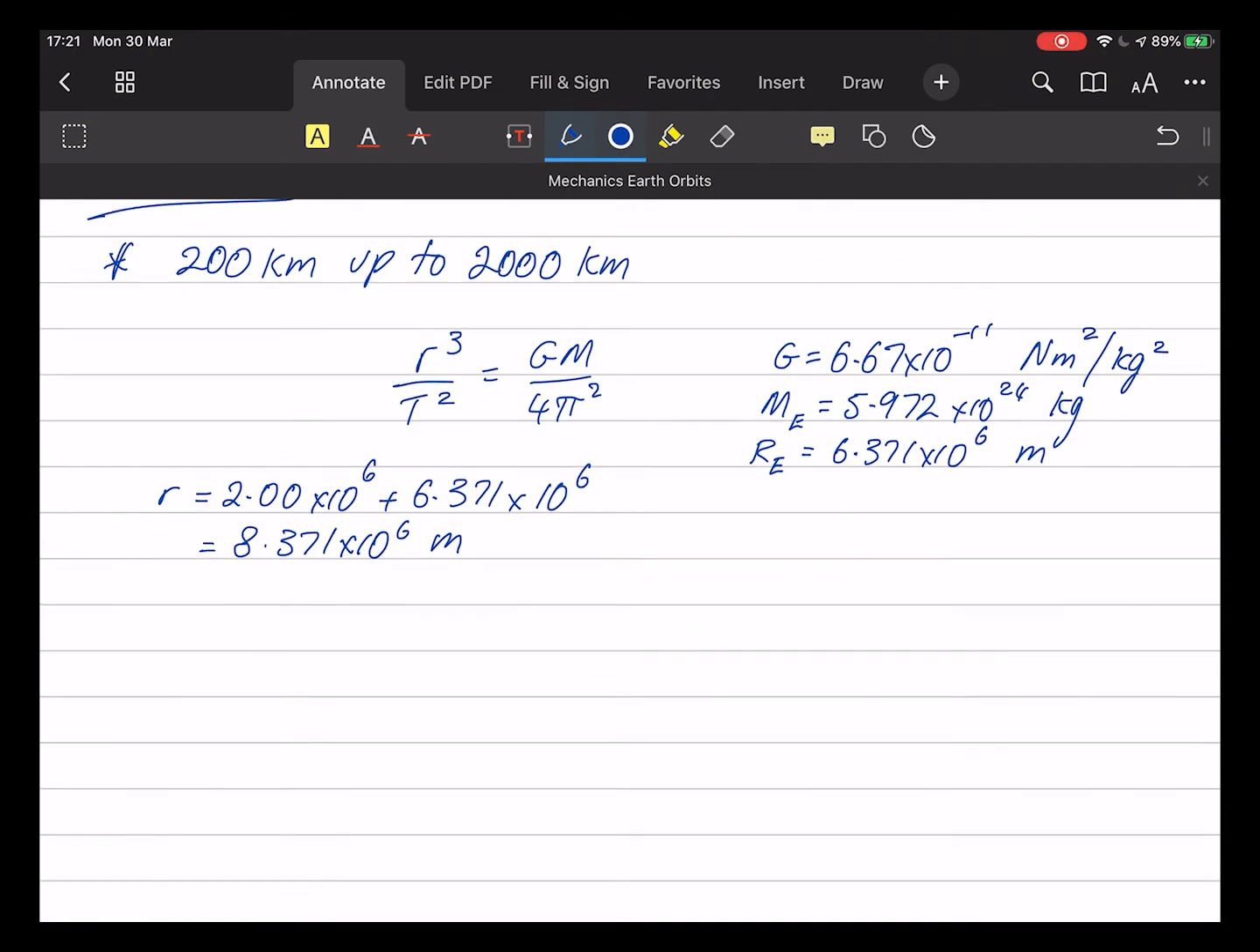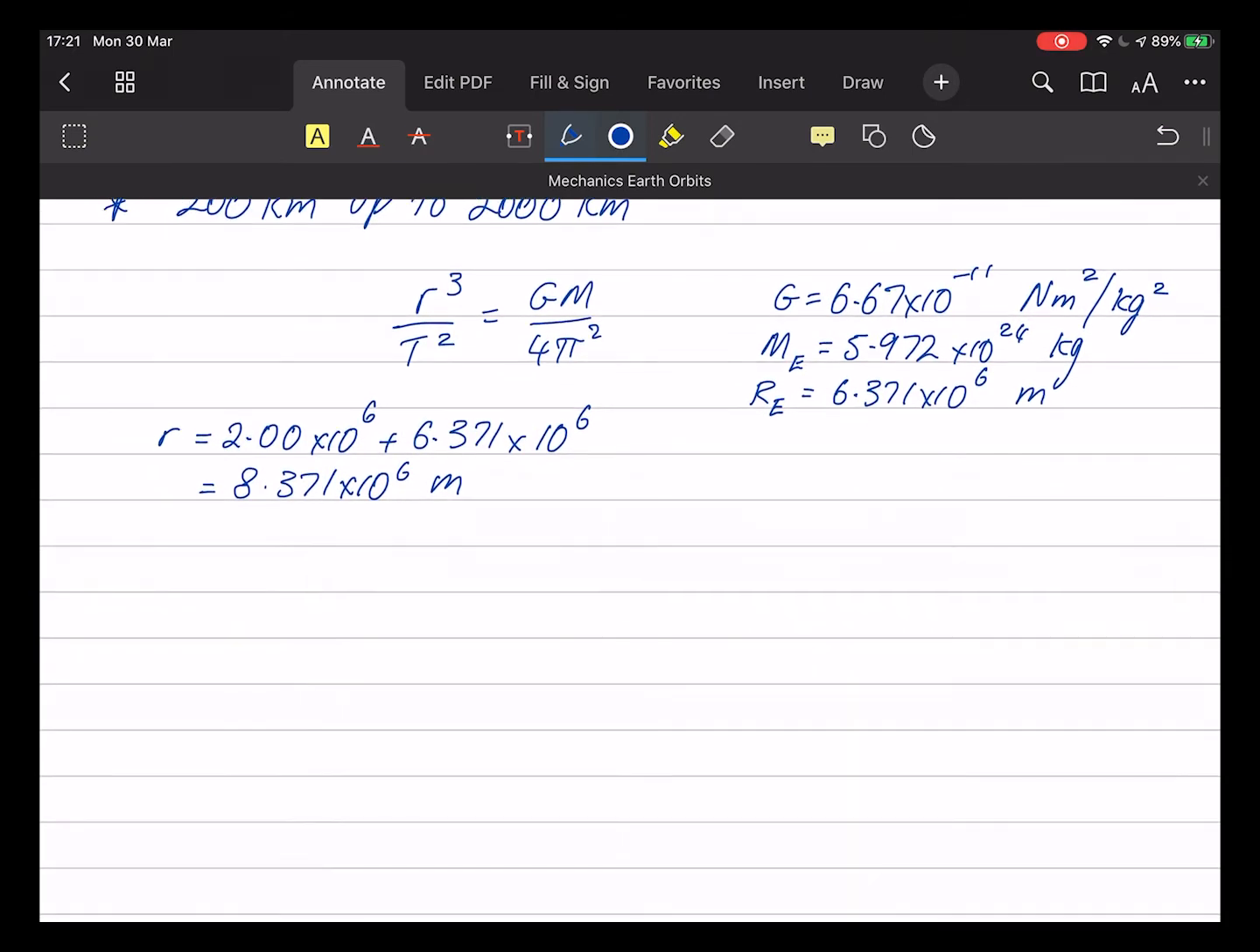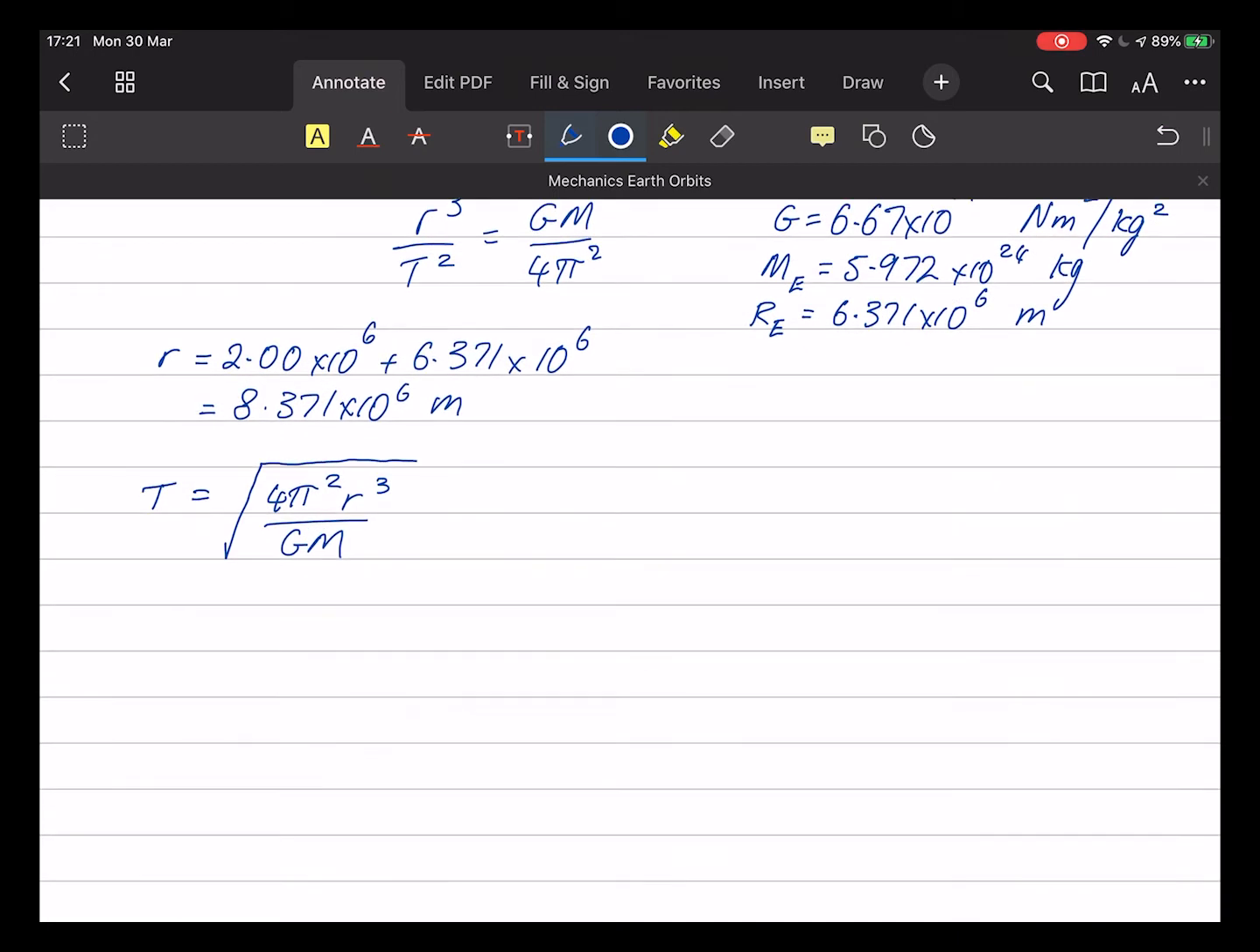And you might be asked, well, how long does it take to get around? Well, if you rearrange your equation, it's T squared, so I just need the square root. I have 4 pi squared on top, multiplied by r cubed, over G times the mass of the Earth. Some people like to memorize this as a constant. Sure, why not? I'm far too lazy for that.